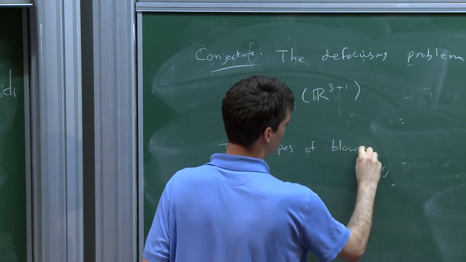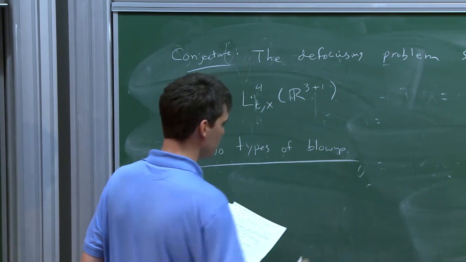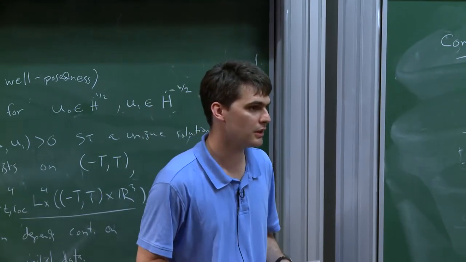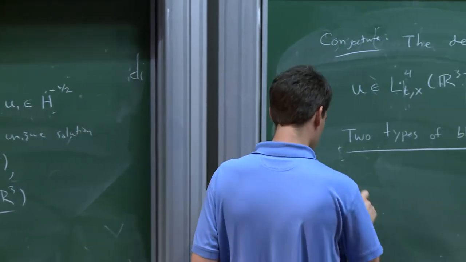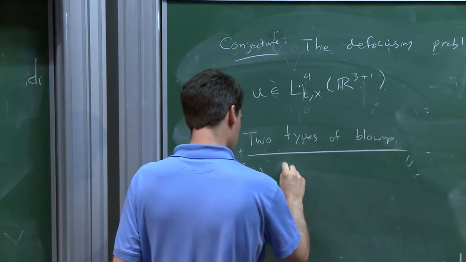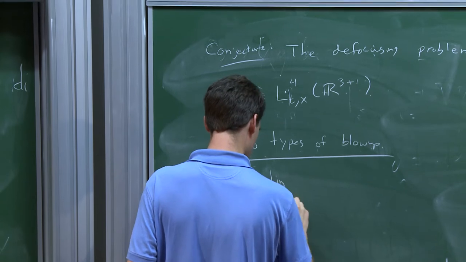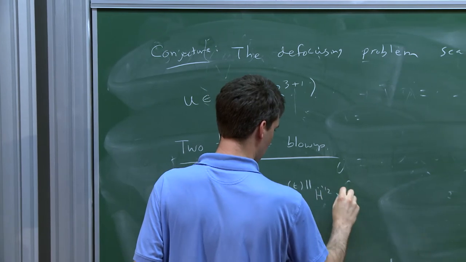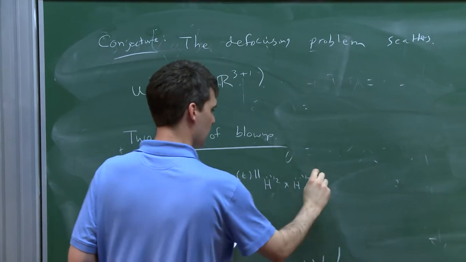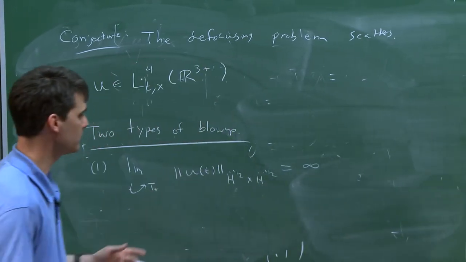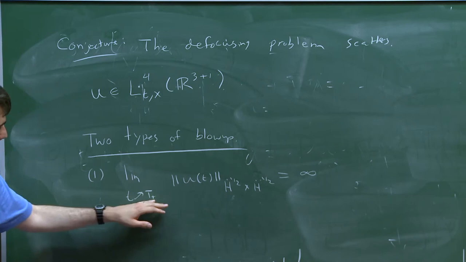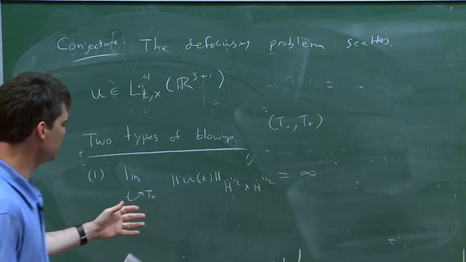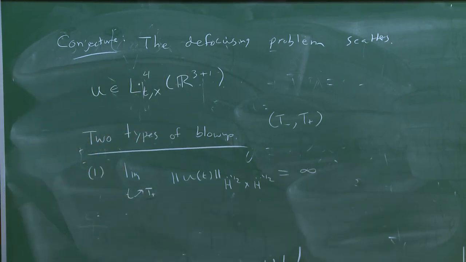So then we have two types of blowup, two types of ways that our solution can blow up, and those are appropriately enough called type 1 and type 2 blowup. So the first type is that you have the H 1/2 norm going off to infinity. T plus is the endpoint of the maximal interval of existence.